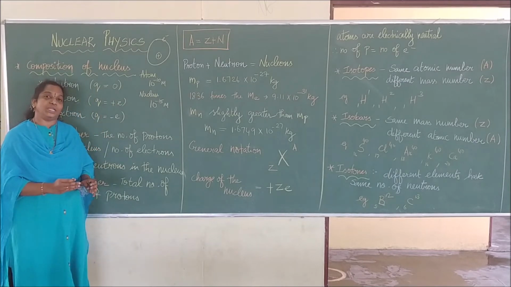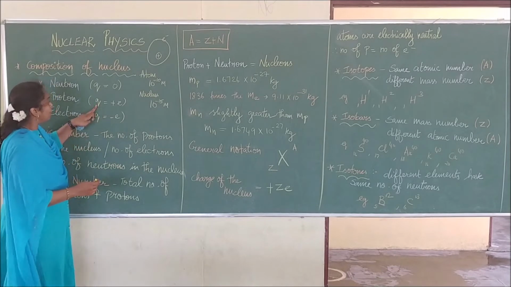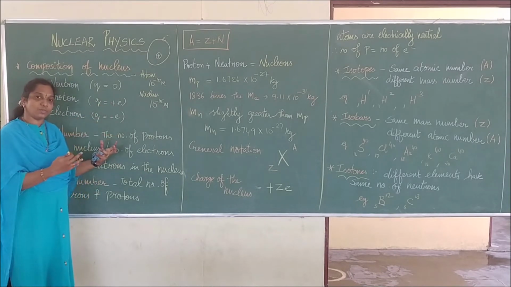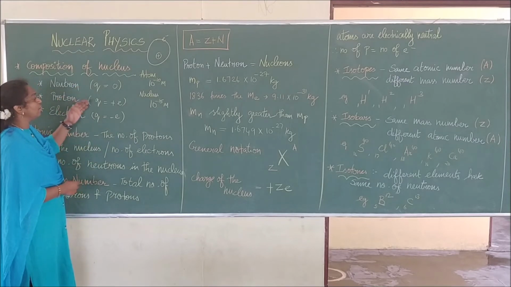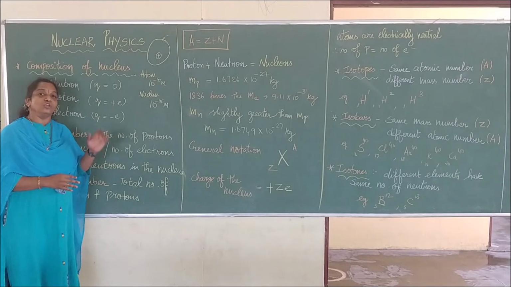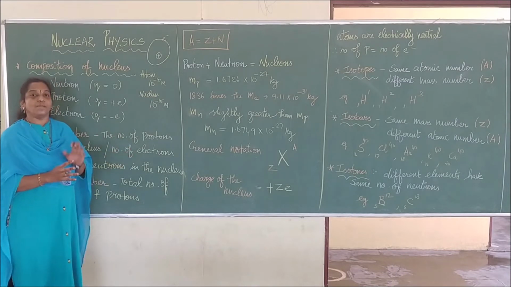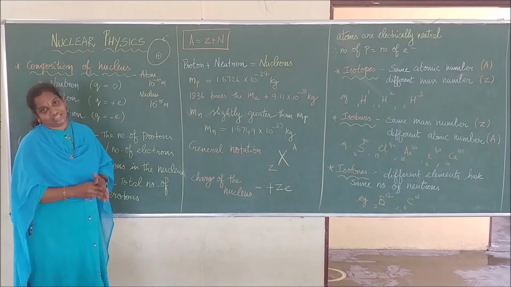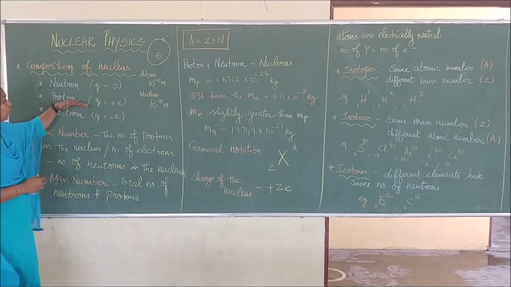Then the charge of the proton is positive in nature. Therefore, we say it is equal to plus e. Through various experiments, scientists have proved that the neutron is neutral in nature, the proton is positive in nature, and the electron is negative in nature. From that, we are proving this.